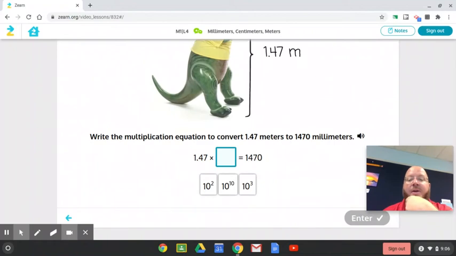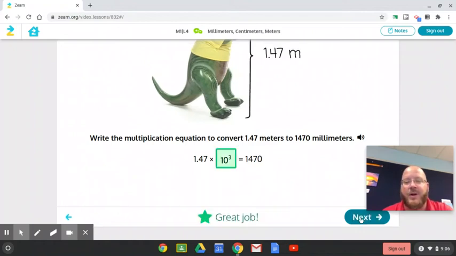Write the multiplication. Okay, so 1,000, again, had 3 zeros. So there it is. 3 zeros would be an exponent of 3. That only works when we're talking about tens, ladies and gentlemen, but that's all we've been talking about so far, so we're good.